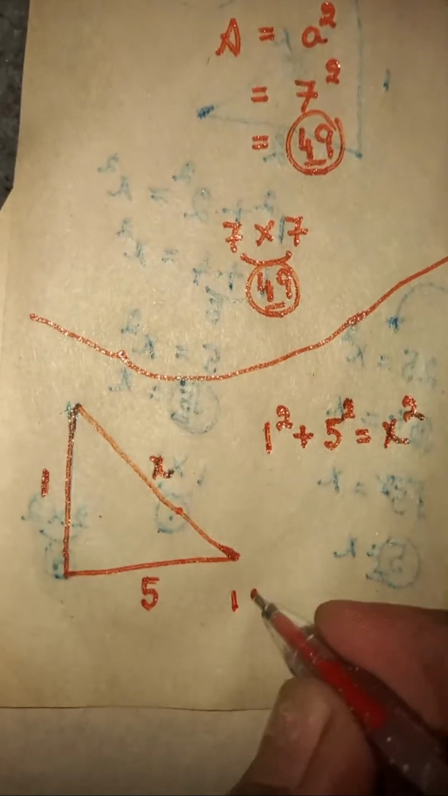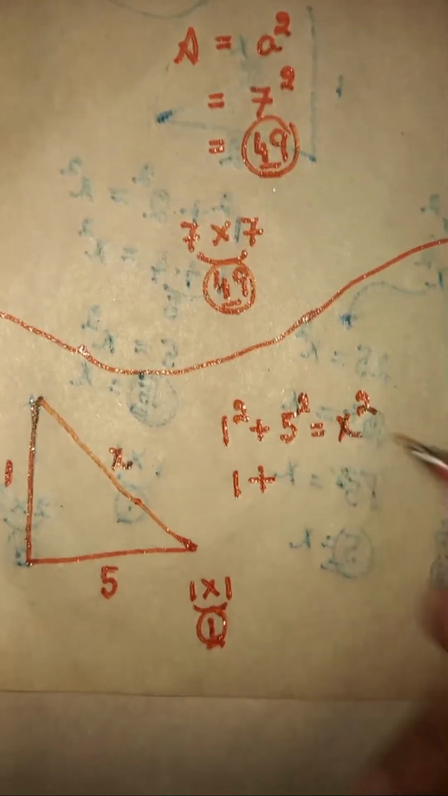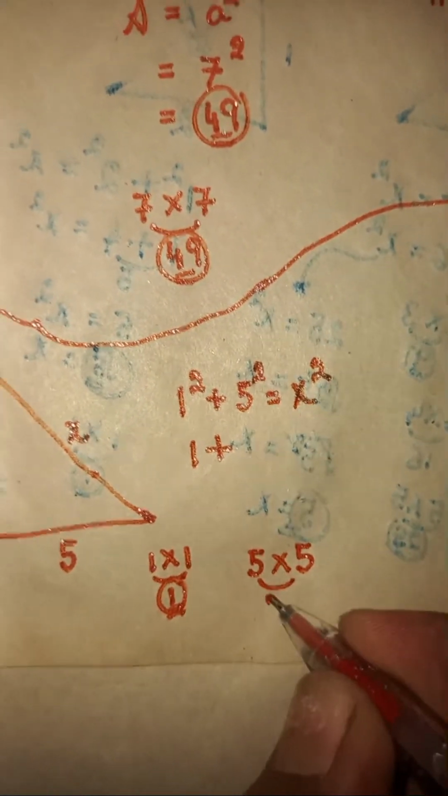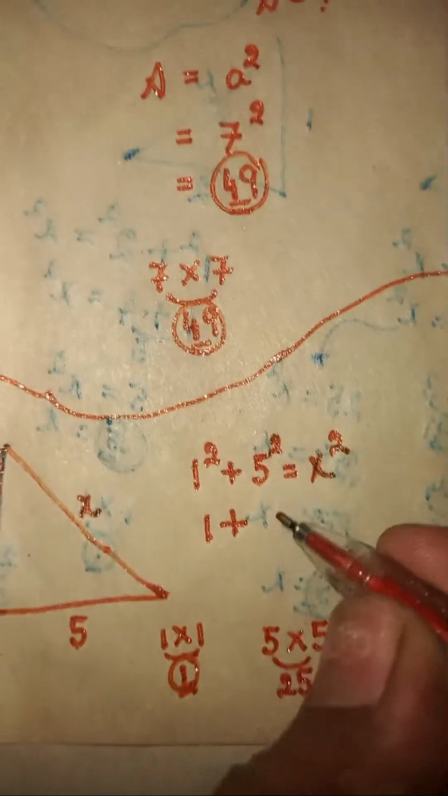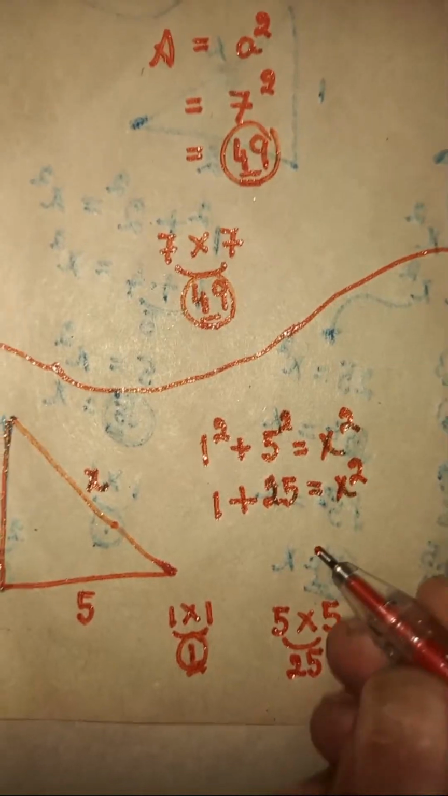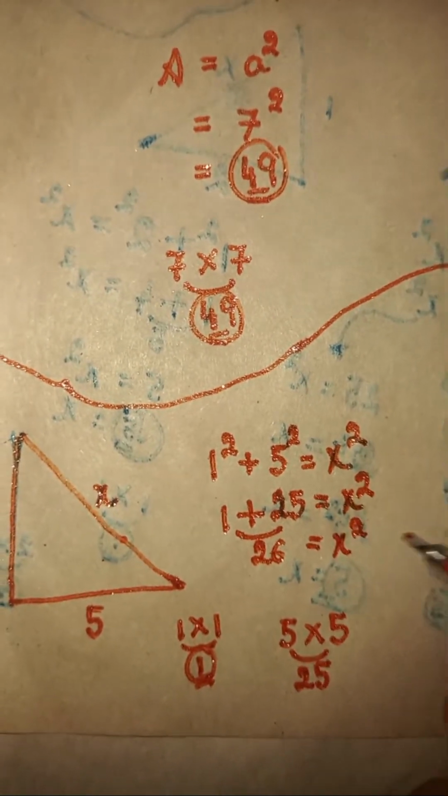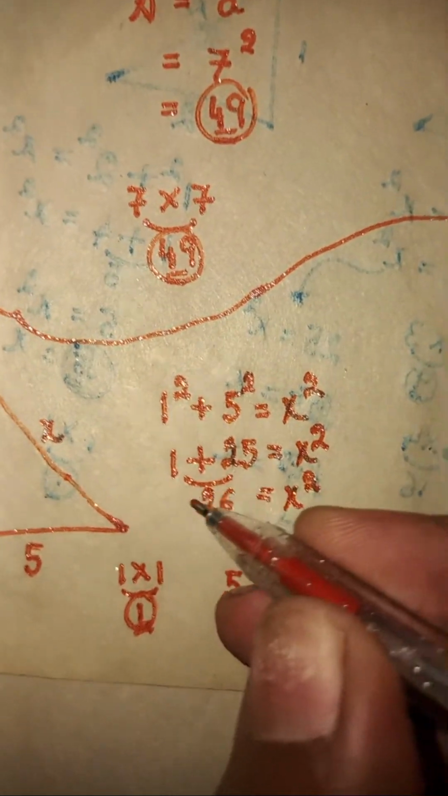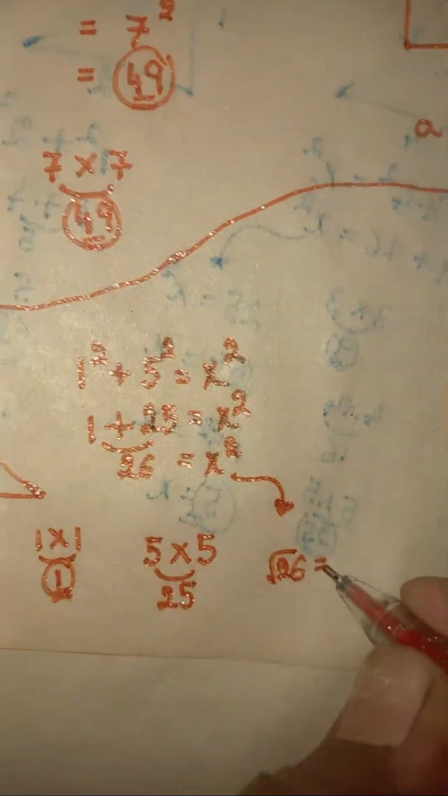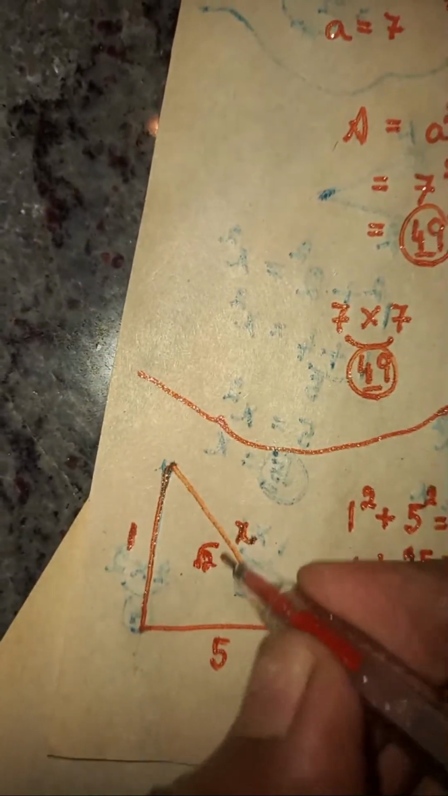1 squared means 1 times 1, which is equal to 1, plus 5 squared, you can write it as 5 times 5, which is equal to 25. So this becomes 25. Now which is equal to x squared. 1 plus 25 is 26. 26 equals x squared. Now this square moves to this side, it becomes like this root of 26. Root of 26 equals x, that is the value of the hypotenuse, root of 26.